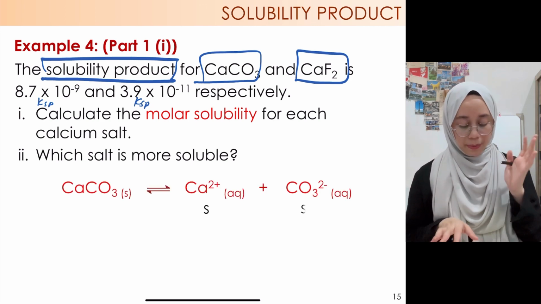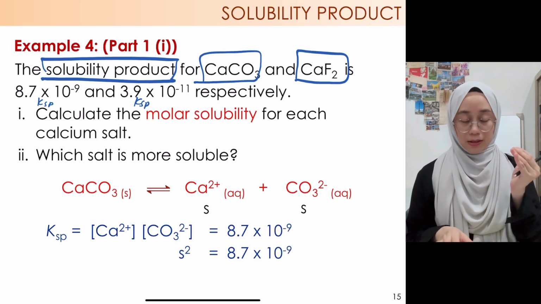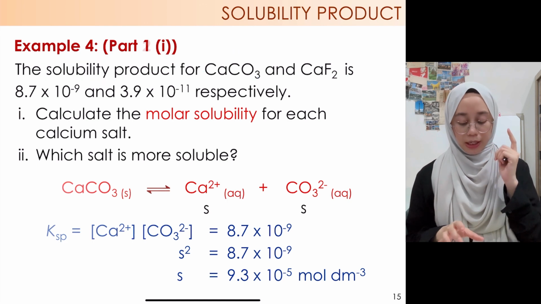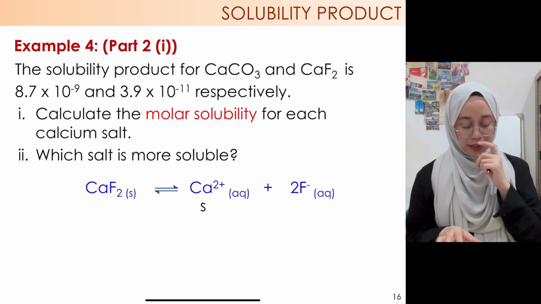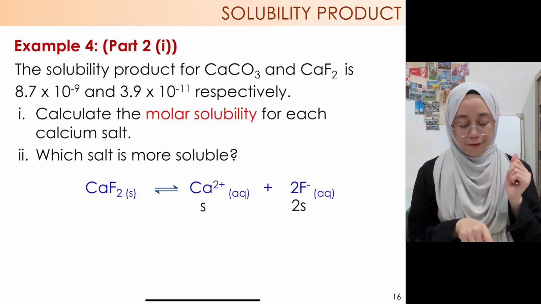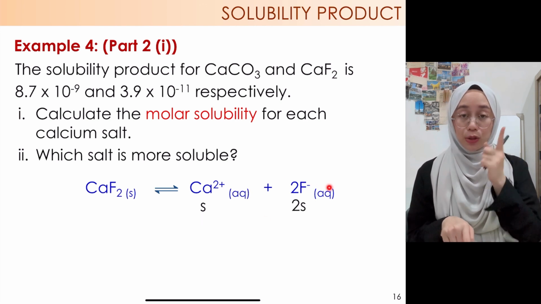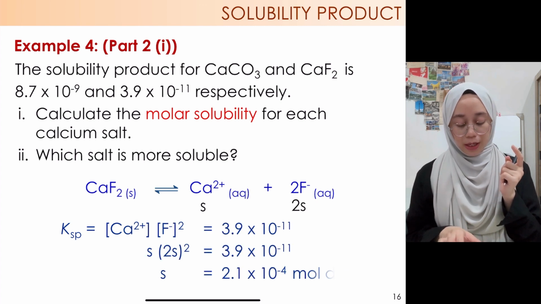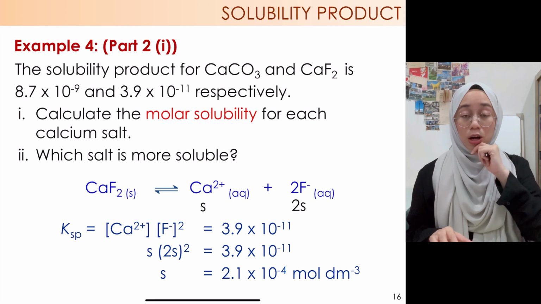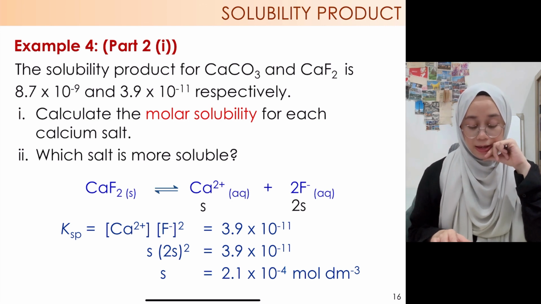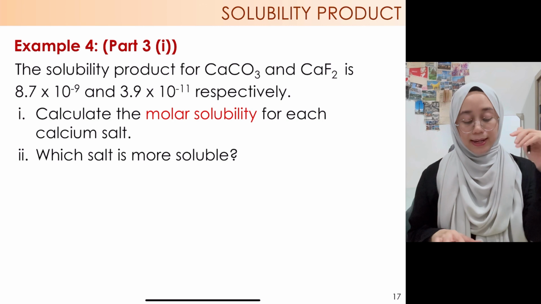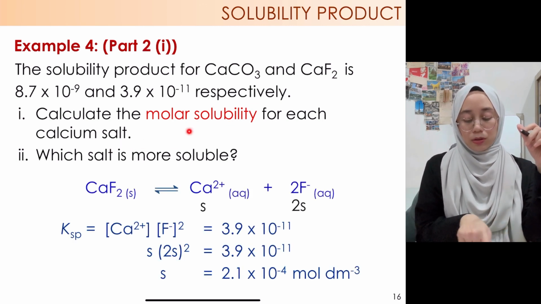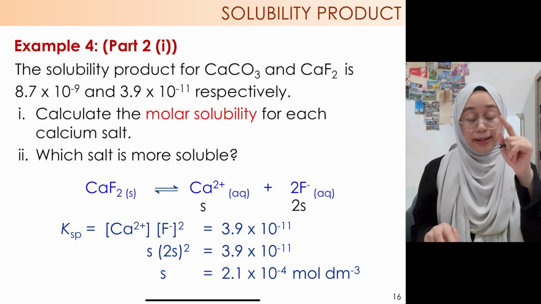Okay, so now daripada sini kita try to find out what is the S value. Okay, so untuk kita punya calcium carbonate, S value dia adalah 9.3 exponent negative 5. Okay, meanwhile kalau kita buat untuk yang calcium fluoride pula, so be careful, ini adalah 2 mol dekat sini. Okay, make sure you balancekan your equation carefully. So bila kita calculatekan the S value untuk ini, kita akan dapat 2.1 exponent negative 4 mol per decimeter cube. Okay, and then settle dah lah untuk yang number 1 sebenarnya kan? Settle dah, kita dah kira dah ada molar solubility untuk calcium salt untuk dua-dua ni. Sebab kita dah jumpa the S value.